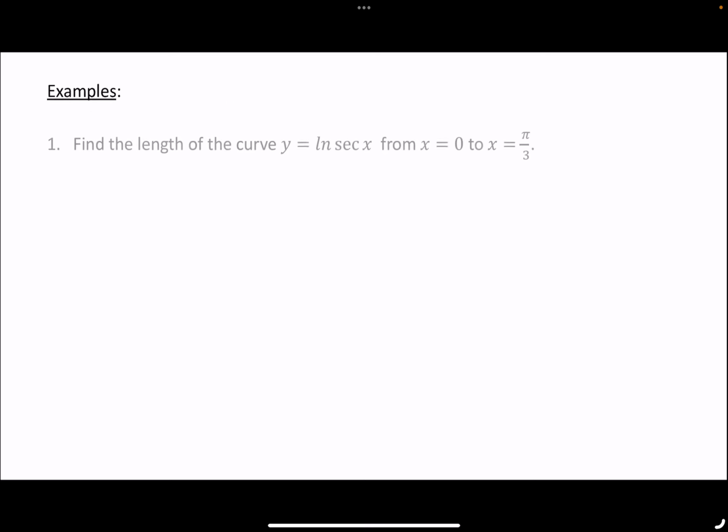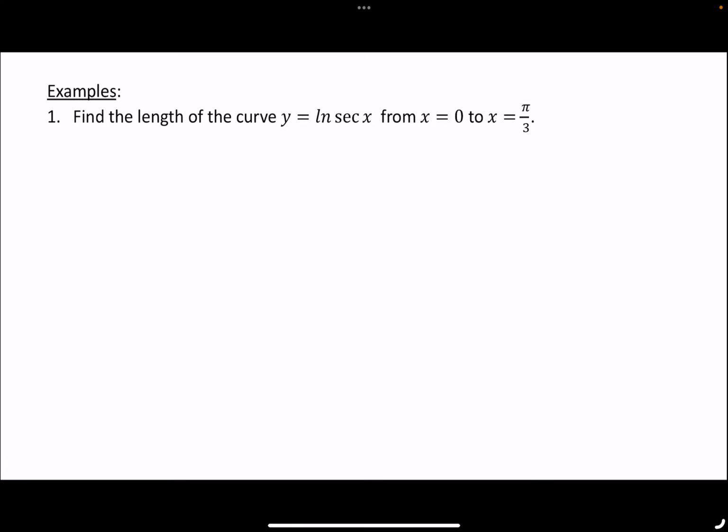Let's have an example. Find the length of the curve y equal to ln secant x from x equal to 0 to x equal to pi over 3. For this problem, we will be needing the formula. So the formula for the length of the arc is equal to the integral from a to b of the square root of 1 plus y prime squared dx.